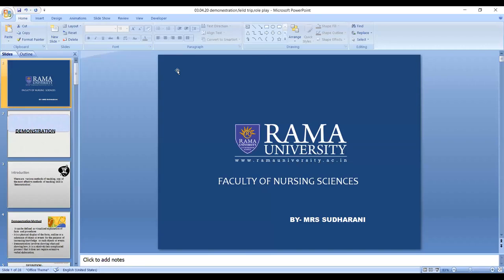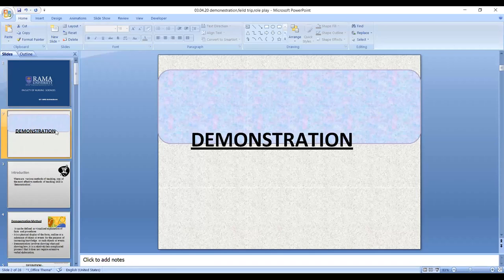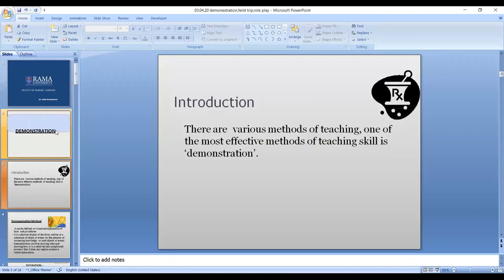So in the previous classes, we have seen about the various methods of teaching. In yesterday's class, we saw about the panel discussion and the role play. Okay, in today's class, we will see about the demonstration. So what do you mean by demonstration? About the introduction of the demonstration.